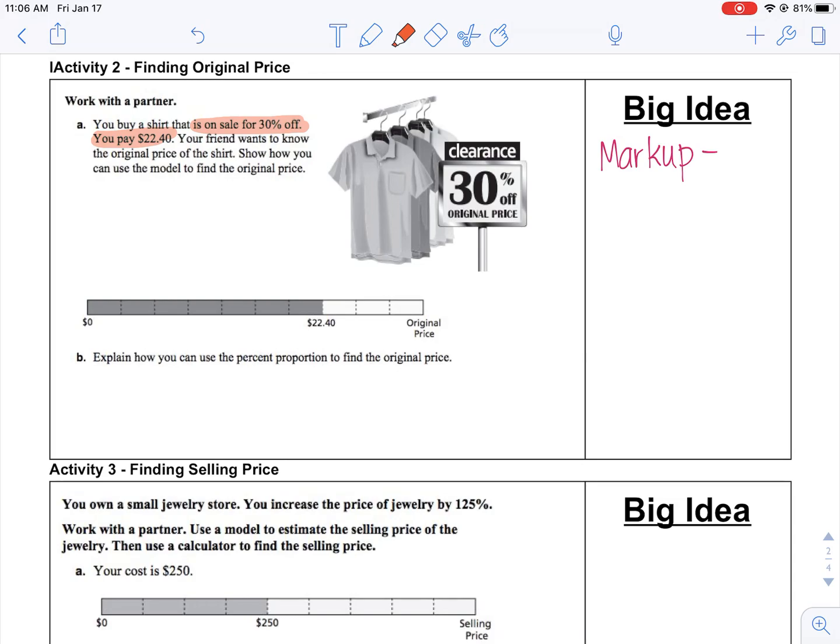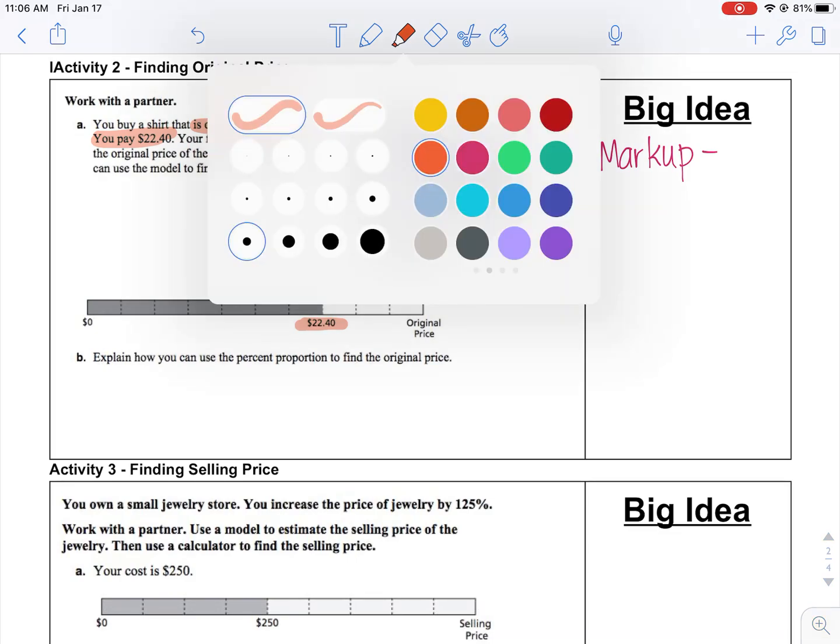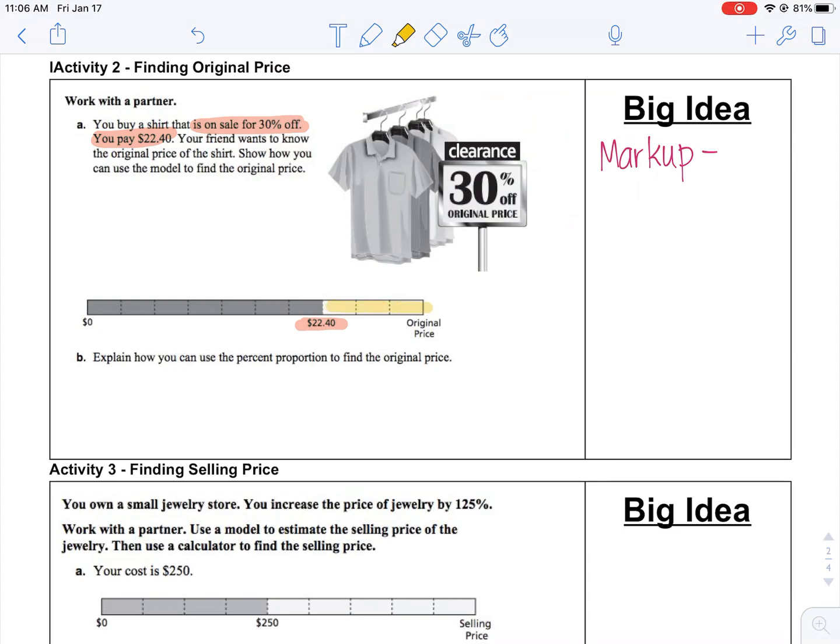So we know $22.40 right here is the amount you paid. And then this piece down here is the amount you didn't pay. So we need to find that difference between the original and the amount you actually paid. So you can use the percent proportion to do this. How so? You're going to set it up a little differently. So we know here's our proportional setup. We know percentage goes on the right. So we know this shirt was 30% off.